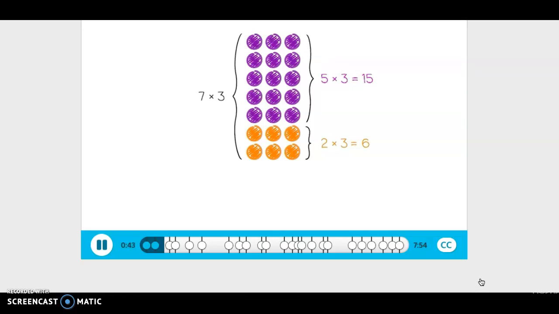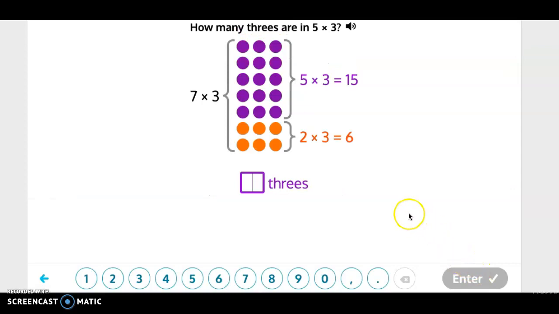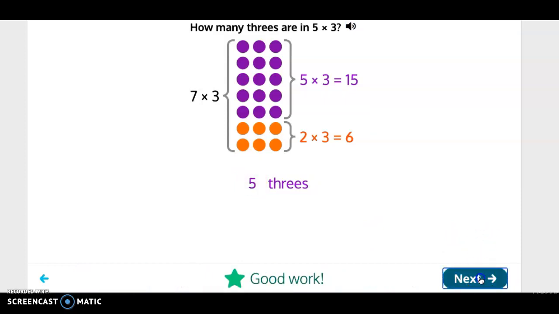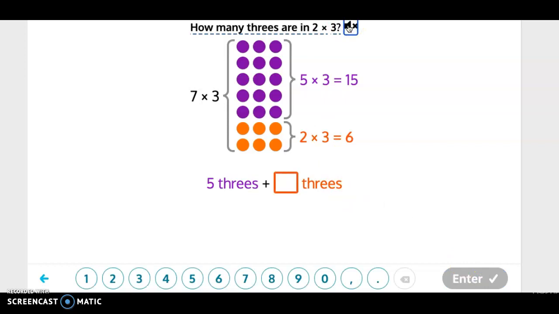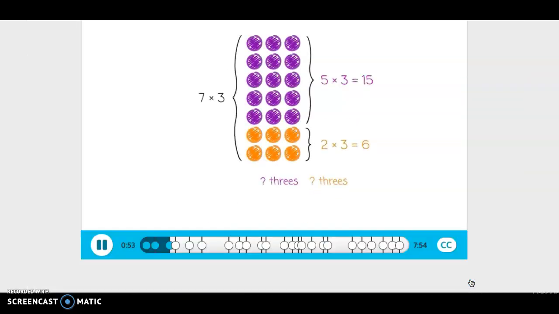Let's write this another way. How many 3's are in 5 times 3? How many 3's are in 2 times 3? This array shows 5 3's plus 2 3's.